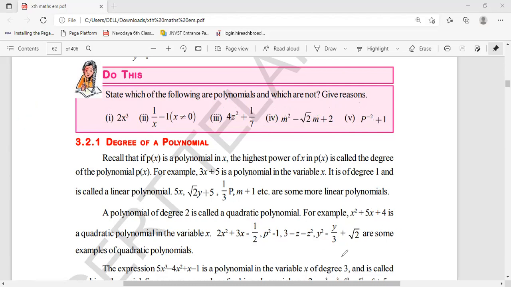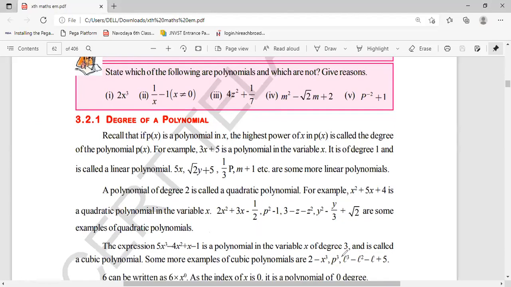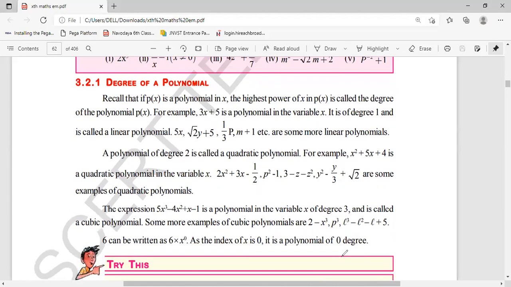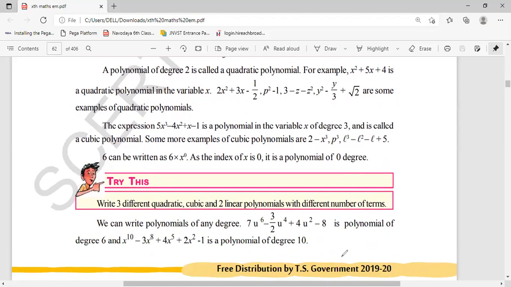Next, degree of the polynomial. I already gave the table. From there we can conclude the degree of the polynomial, the type of the polynomial, and the number of zeros and number of terms.